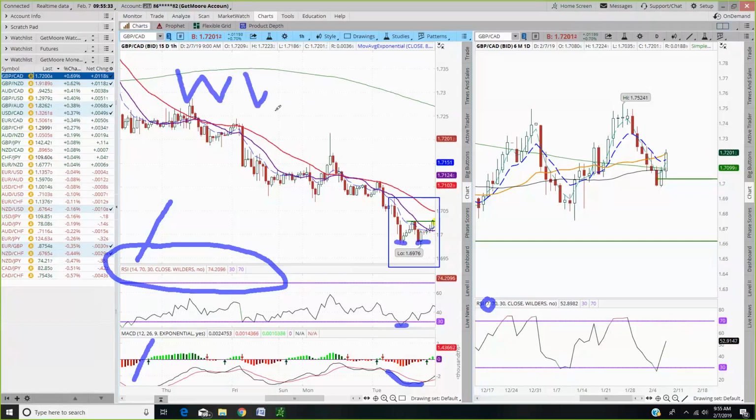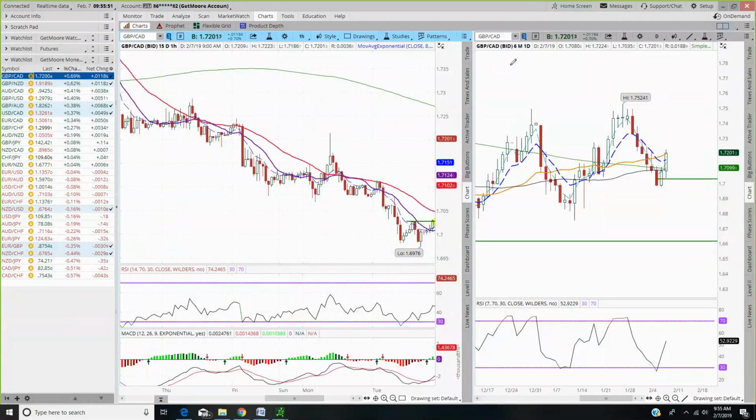Inverted head and shoulders. W patterns, right? That's what I'm looking for. Know your reversal patterns because this is telling me that it could reverse. I see this down here. Now we're going to take it a step even farther.